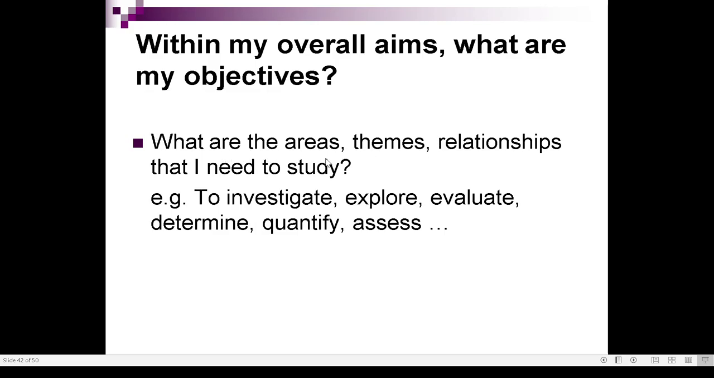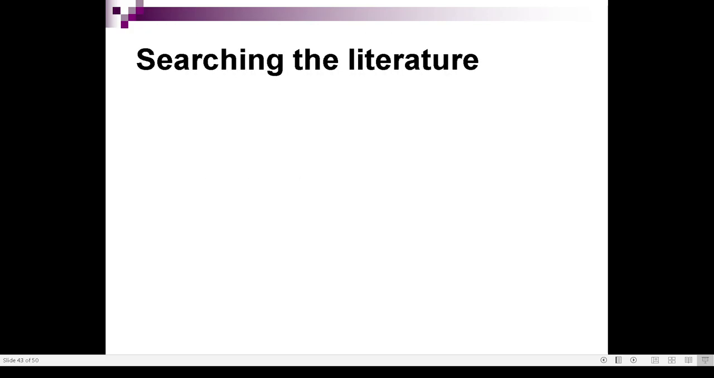So, for example, these are areas, themes, or relationships that you need to study to investigate. Okay, so when you say to investigate, what is the proper design, proper method, and procedures? If your research project involves investigating, exploring, evaluating, determining, quantifying, assessing, again, your methodology will depend on this particular statement in your research problem or engineering goal. Of course, those are the previous parts of the research process.